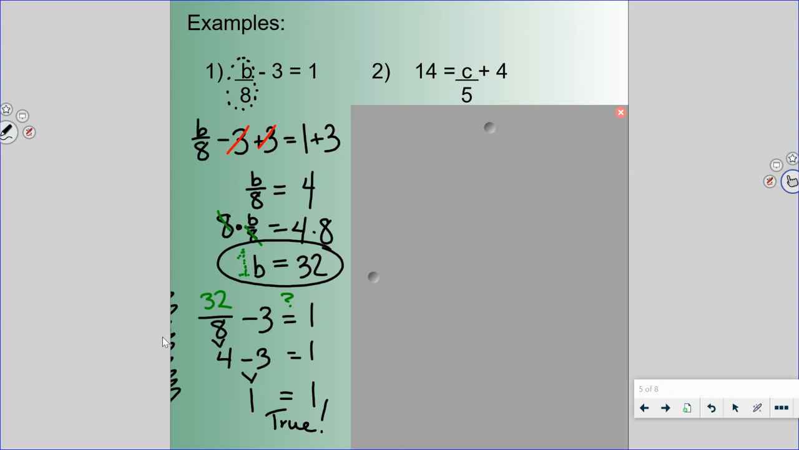Now I'm going to go ahead and ask you to pause. Look at number 1, look at number 2. How are they similar? How are they different? I'd like you to solve number 2 and come on back when you're ready to check it.